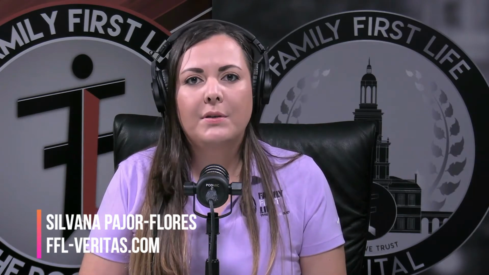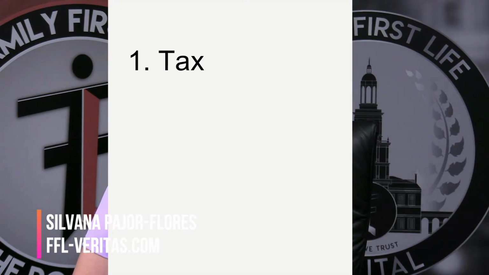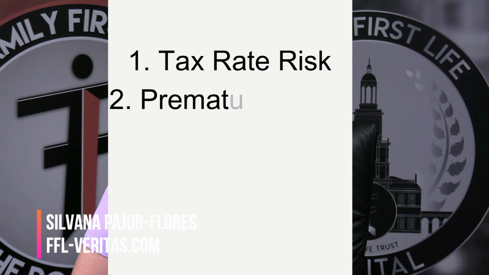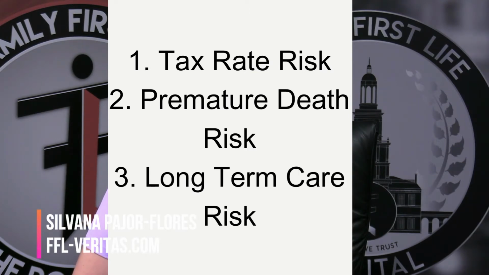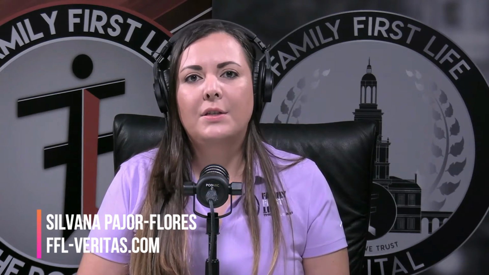When I'm talking about protection, I'm going to refer to three particular things: tax rate risk, premature death risk, and long-term care risk. Let's start with the Roth, which by definition is a tax-free vehicle, so we're not even looking at the first concern about protection, the same as the IUL. But what about the other two topics?